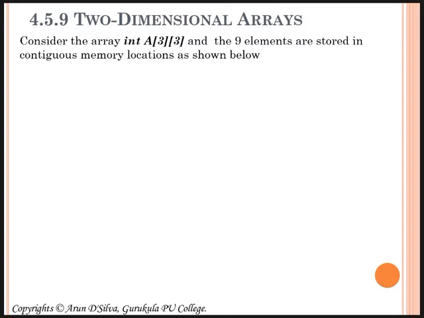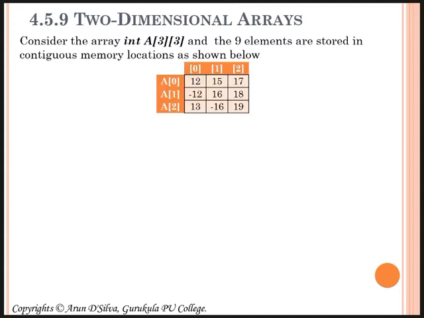Let me take an example. I'll take an array of integer type A 3 cross 3, that is A of 3 3, and the 9 elements are stored in contiguous memory locations as shown below. The 3 values on the row side have position values 0 1 2, and the 3 values on the column side have position values 0 1 2. The first location value is 12. Similarly 15, 17, minus 12, 16, 18, 13, minus 16, 19 are stored in those locations.